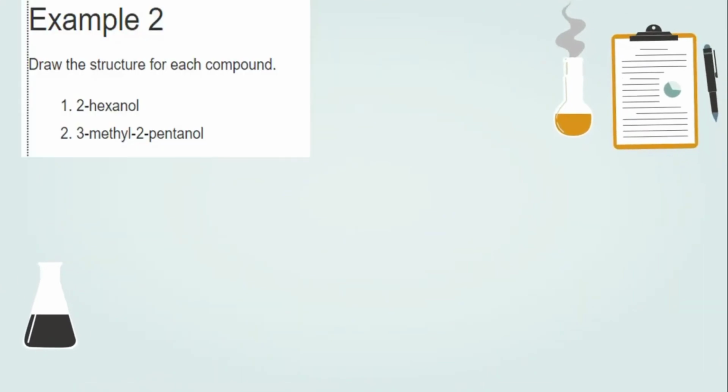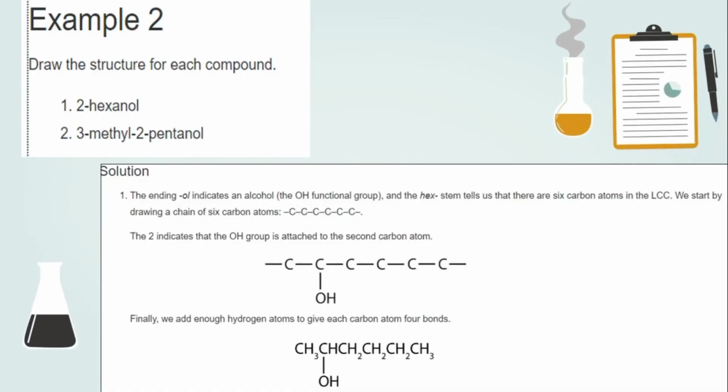Another example, number two. Draw the structure for each compound. Number 1, 2-hexanol. Number 2, 3-methyl-2-pentanol. First we need to put a 6-carbon chain, since hex stands for 6. Finally, we add enough hydrogen atoms to give each carbon atom 4 bonds. Then we bond the carbon to the OH.